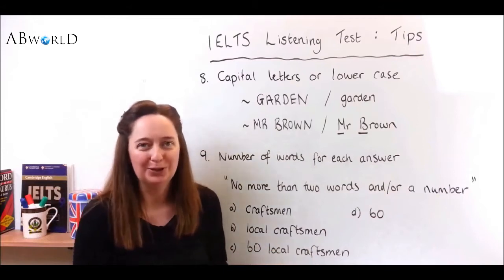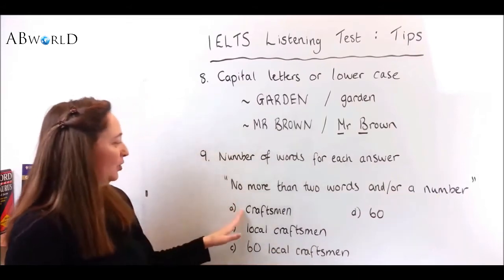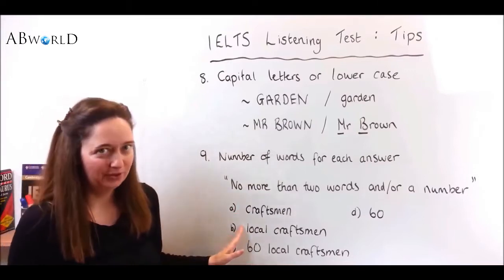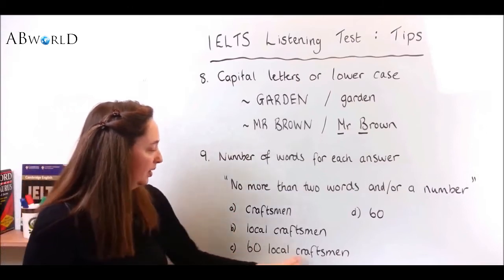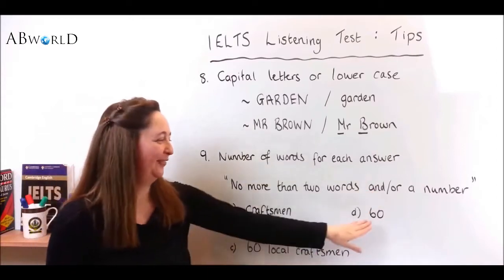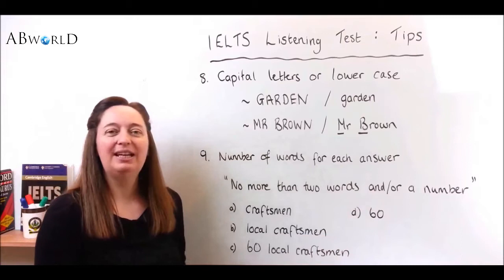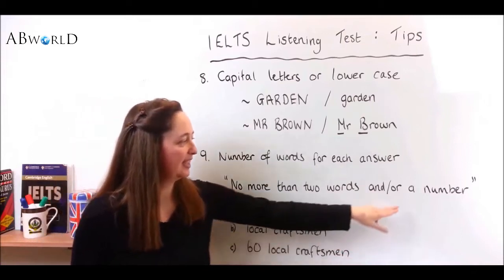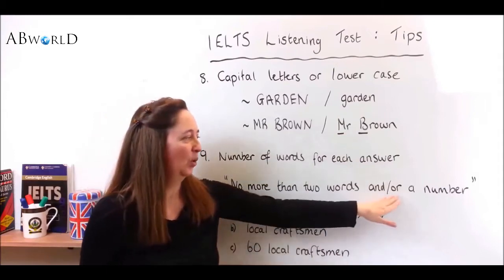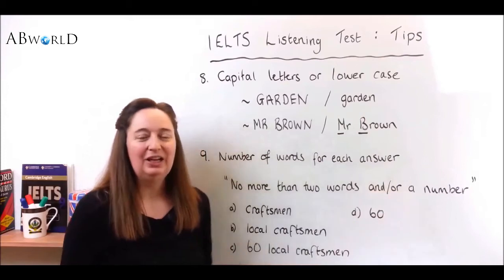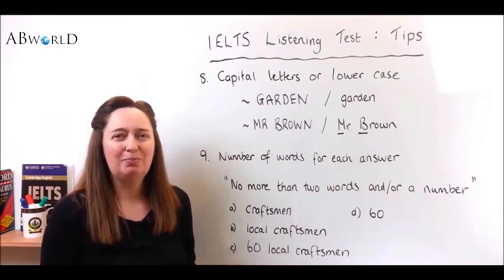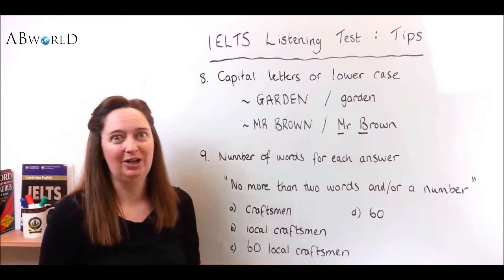So let's have a look at the options so that you understand more clearly. You could have 1 word. You could have 2 words, but not 3. You could have 2 words and a number. Or you could have just a number. Now be very careful with the instructions, because you can see here it says a number. Sometimes it says and or numbers. And if that's plural, it means you might have 2 numbers. So make sure you pay attention to the instructions very closely.